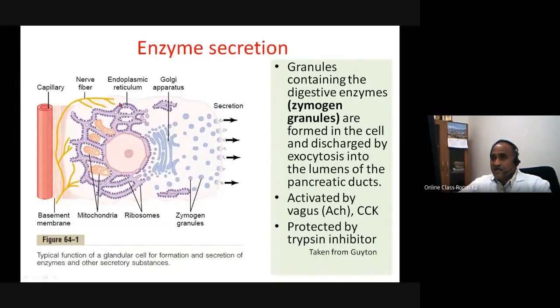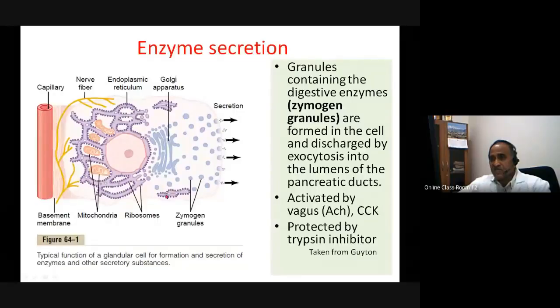And it has this rough endoplasmic reticulum. You can see this rough endoplasmic reticulum and a lot of mitochondria. So they will secrete these through the Golgi apparatus. These are vesicles or zymogen granules.